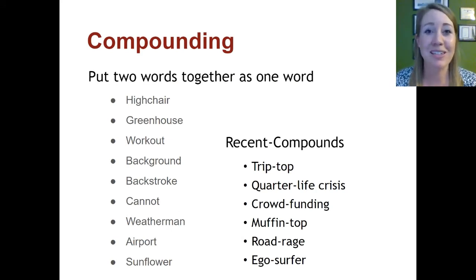Compounding is a super easy concept. It's when we take two English words and we put them together. And you can see examples right here on this screen of compound words you've used before. I have a list on the right that says recent compounds. And by recent, I mean they're under probably 40 or 50 years old. Okay. And for the English language, that's pretty recent because the language is hundreds and hundreds of years old.